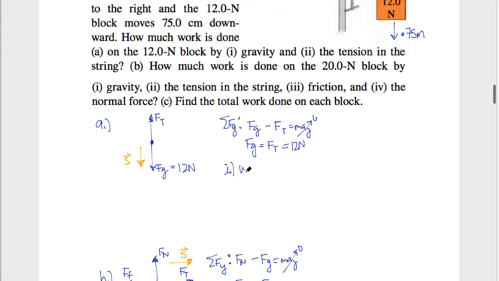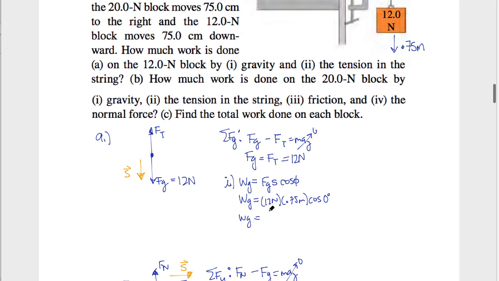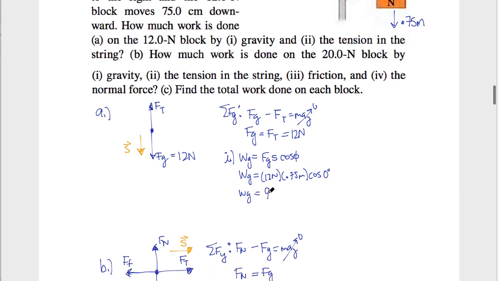So the work done by gravity is going to be equal to the force of gravity times the displacement times the cosine of the angle between those two vectors. So the work done by gravity is going to be 12 newtons times my displacement of 0.75 meters times the cosine of, well, the angle between these two, as they're both going in the same direction, is 0. So the work done by gravity is just going to be 9 joules.